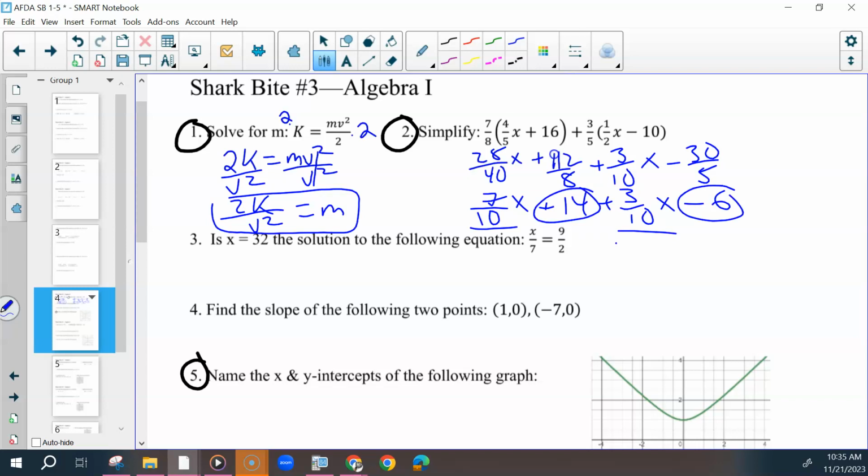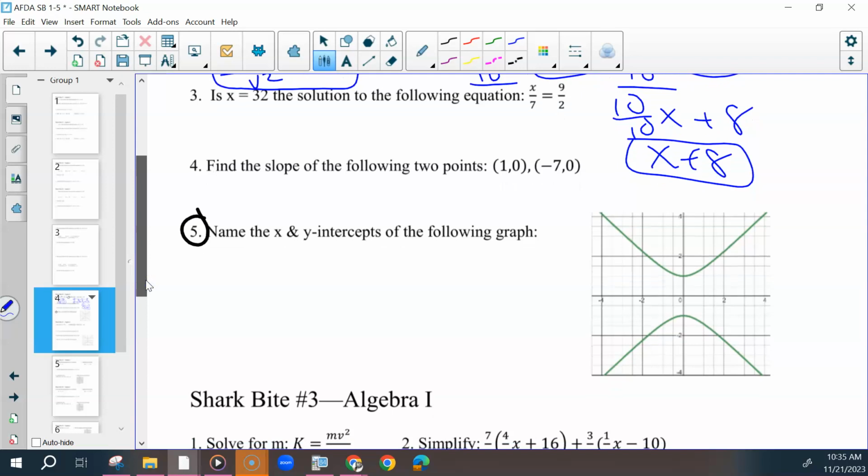This would be 10 over 10x plus 8, or x plus 8. What's the final answer? X plus 8 was the final answer. Questions on that one? When I put mine in the calculator, it was already simplified to 7 tenths. Yeah, that's fine. I just was multiplying it all out because I couldn't do that in my head.